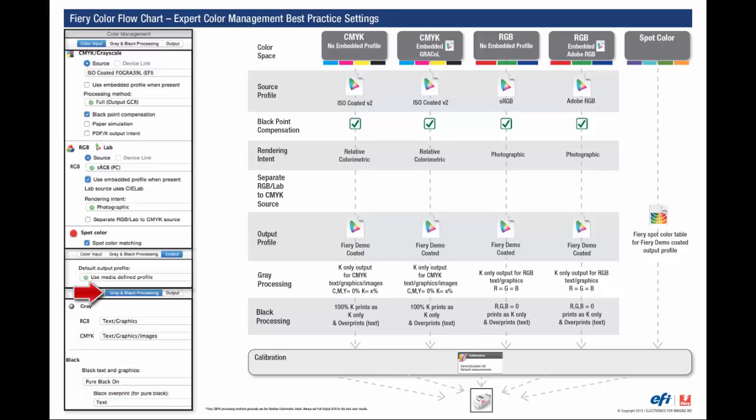For gray and black processing, we recommend you set RGB to text graphics so we don't drop out black-only pixels in RGB images. And we recommend that you set print gray using black only for CMYK text graphics and images to make sure that you get black and white click charges for what appear to be black and white pages. We recommend for solid black that you set pure black on to get 100% black only output, and that you enable overprinting for pure black text.